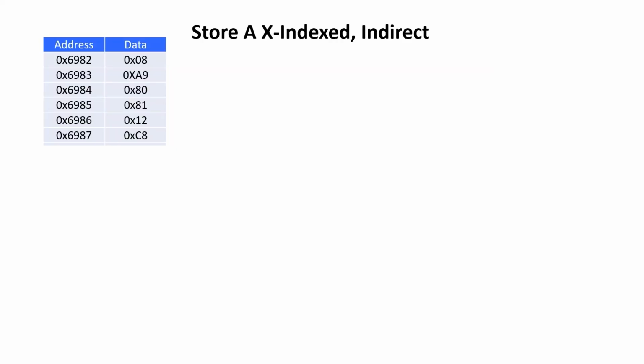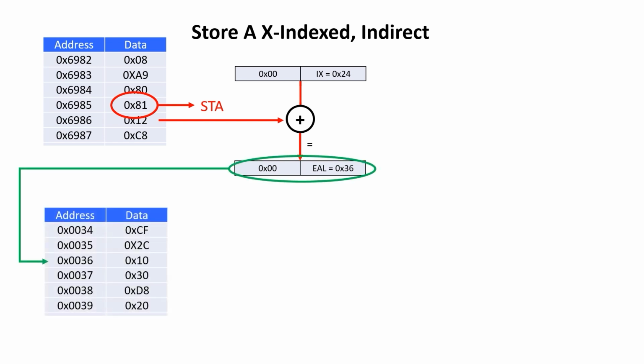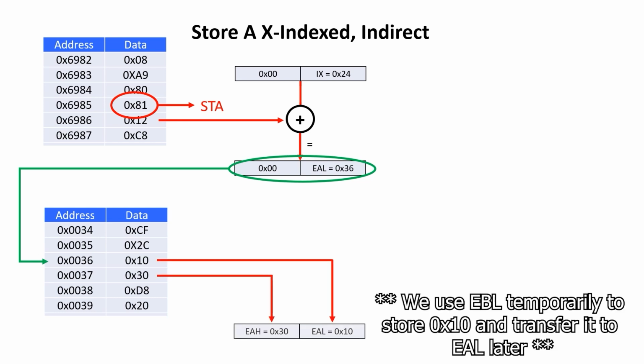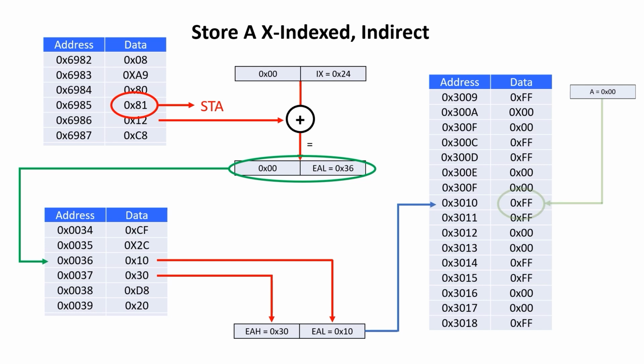Let's walk through an example diagrammatically. Here we can see the opcode 81 with the address 12. We add this to the 24 stored in the index X register, and we store the result, which is 36, in EAL. We then use this EAL to point to the 0 page again, and we want the 10 at 36 to be stored in EAL, and the 30 at 37 to be stored in EAH. We then write the value in the accumulator into the main memory address pointed to by EAL and EAH, which is 3010 hexadecimal.